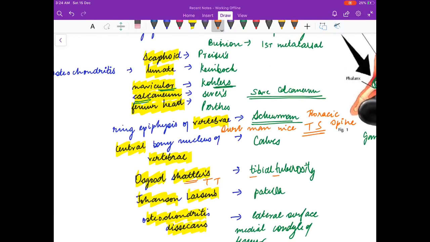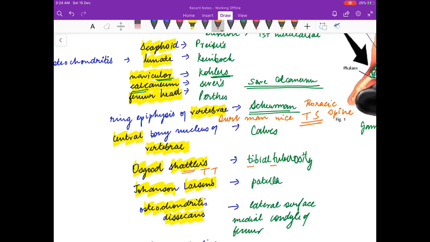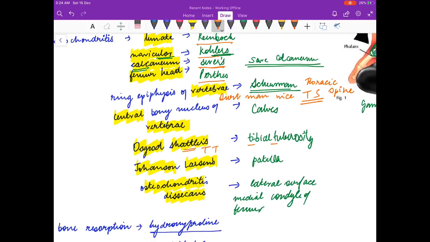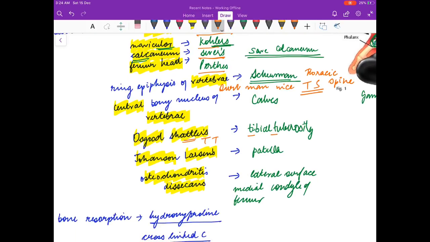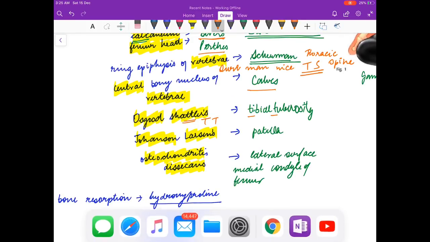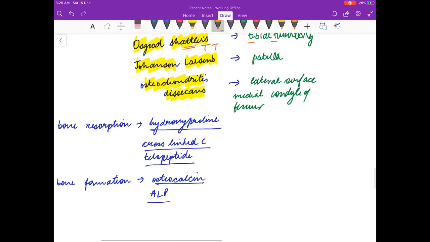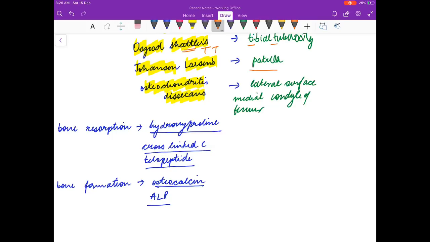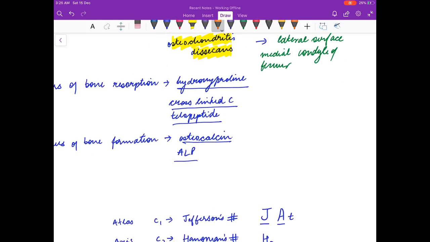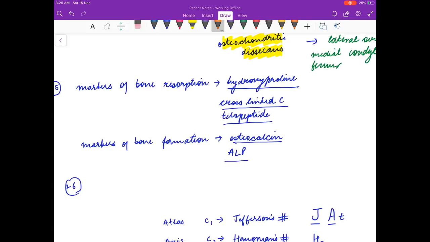Friends, this is how you will remember the osteochondritis list. I will repeat again: scaphoid, Preiser's, lunate, Kienbock, navicular, Kohler's, calcaneum, Sever's, femur head, Perthes, ring epiphysis, Scheuermann, central bony nucleus of vertebrae, Calve's, Osgood-Schlatter's, tibial tuberosity, Sinding-Larsen-Johansson's, patella, osteochondritis dissecans, lateral surface of medial condyle of femur.